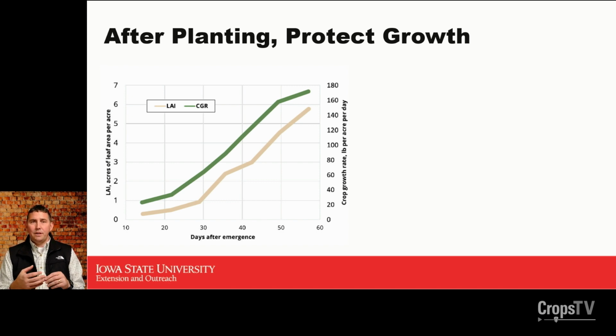We're thinking about things like foliar fertilizers, not foliar fertilizers per se, unless we know we have a known deficiency, but foliar fungicides and foliar insecticides. If we have things that are out there defoliating the canopy, if we have a lot of foliar diseases out there, insecticides and fungicides can help us protect that and help us carry that plant through maturity.